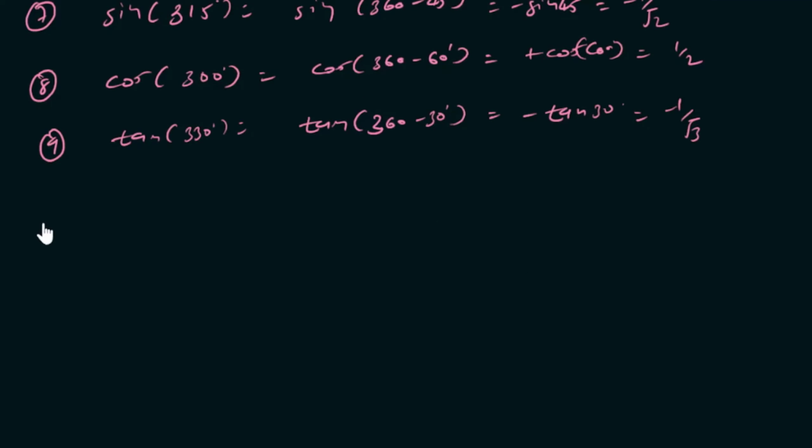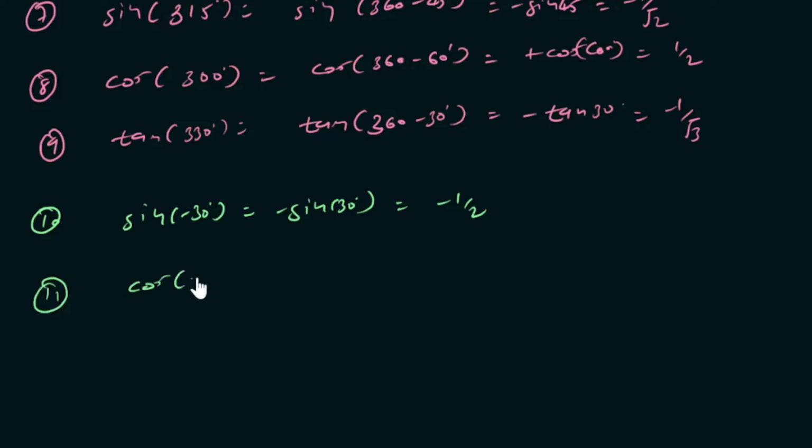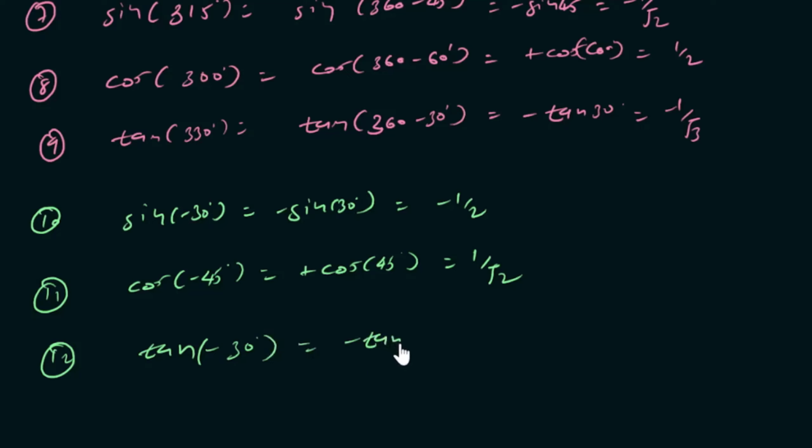Our 10th example is for the minus theta angles. So sin(-30) is just -sin 30, because this will be in the fourth quadrant. -sin 30 is -1/2. The 11th example can be taken as cos(-45). So cos(-45) will be +cos 45. This will be 1/√2. And our 12th example is tan(-30 degrees). So this is -tan 30 degrees. This is -1/√3.